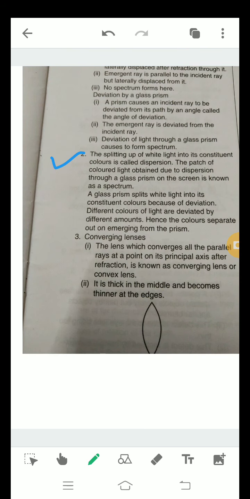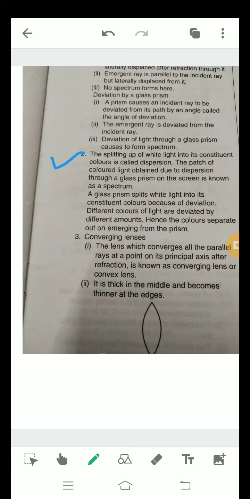The question number 1, you have to delete. Now you have to start with question number 2. That is, explain the term spectrum. Why does a glass prism split white light into its constituent colors?